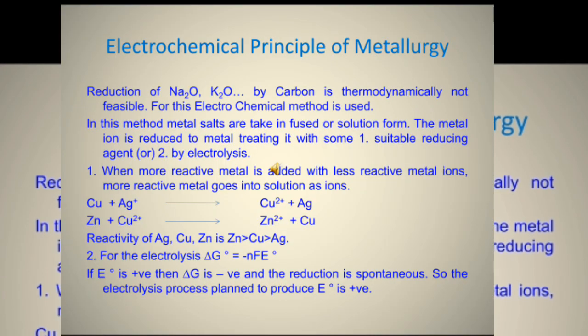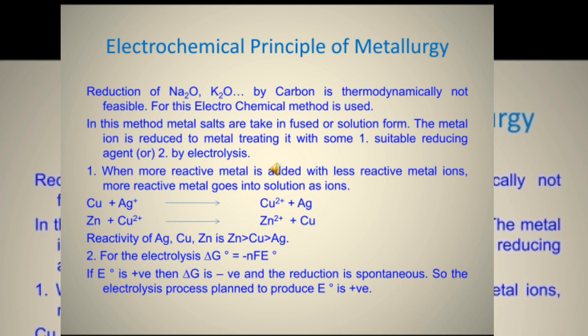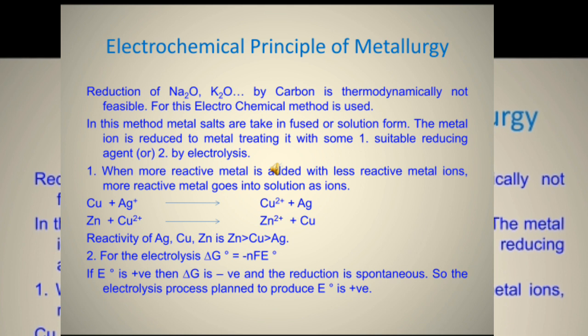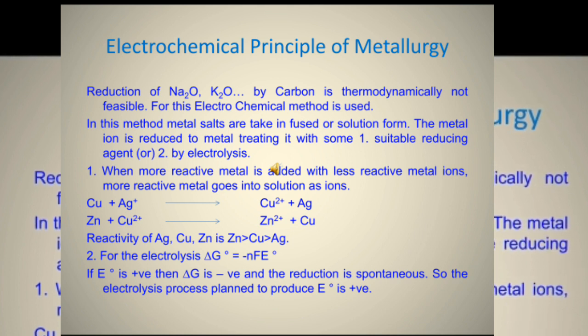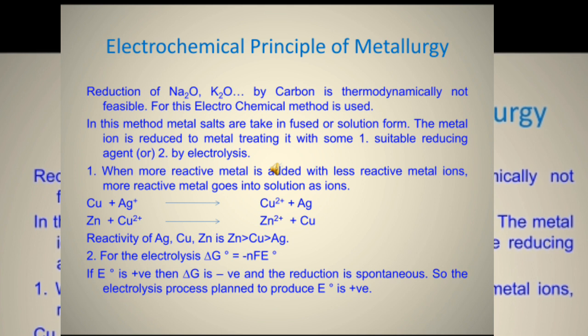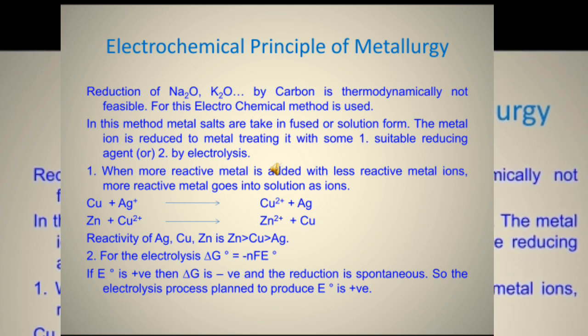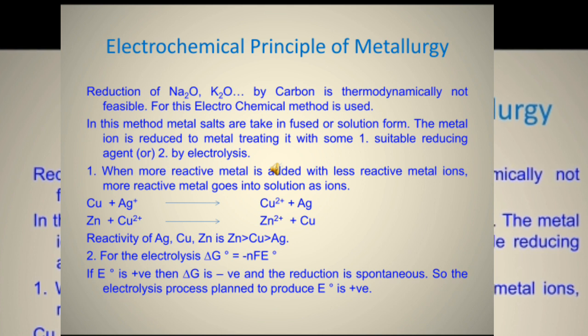The next principle is the electrochemical principle of metallurgy. Why we are using the electrochemical principle here is that for some metal oxides, for example sodium oxide or potassium oxide, reduction with the help of carbon by using heat alone is not possible. That is, it is not feasible. Not feasible means it is not possible by thermodynamics. That means heating alone never reduces it.